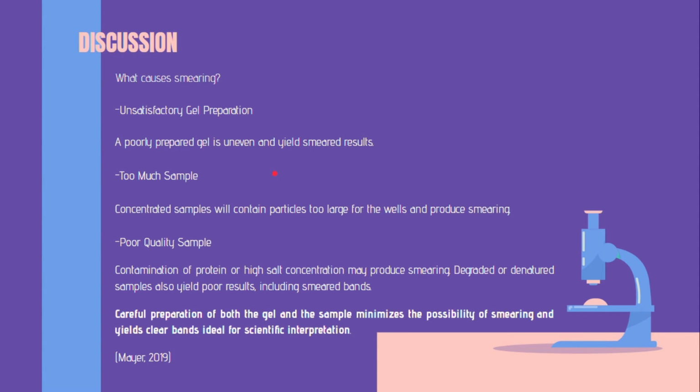From these gel images, significant smearing can be observed. Now, what causes these smearings can range from unsatisfactory gel preparation, to having too much sample analyte, or even poor quality sample. A poorly prepared gel is uneven and could yield smeared results, whereas concentrated samples will contain particles too large for the wells and produce smearing. From our observations, it could be deduced that the contamination of proteins or high salt concentration, and degraded or denatured samples may have contributed to the smearing. Careful preparation of both the gel and the sample minimizes the possibility of smearing and yields clear bands ideal for scientific interpretation.